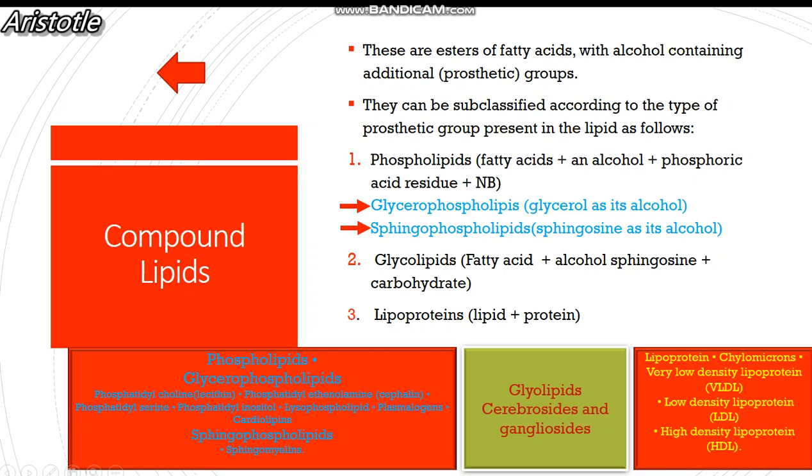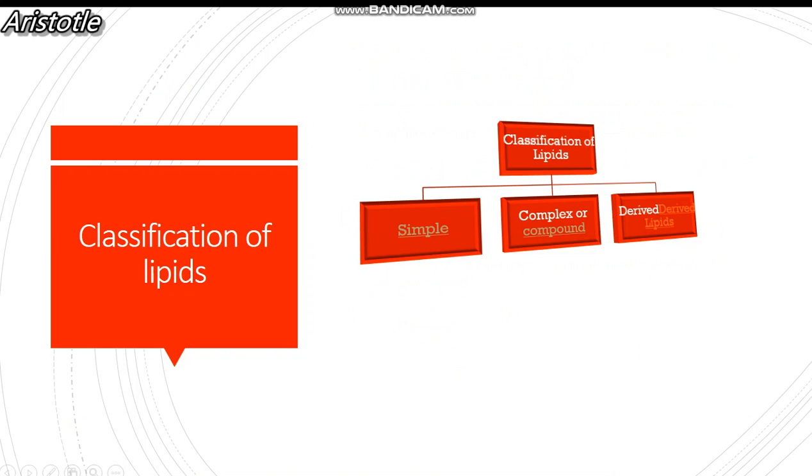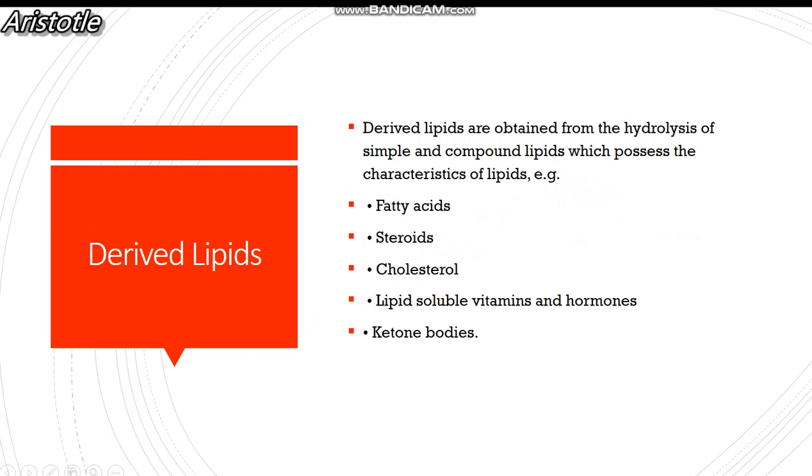Now we've talked about that. Now let's talk about the derived lipids. Derived, something you get from something else. The derived lipids can be obtained from the hydrolysis of simple lipids and compound lipids. And one thing is that they must possess the characteristics of lipids. Examples are the fatty acids, the steroids, cholesterol, your lipid soluble vitamins and hormones, and your ketone bodies.